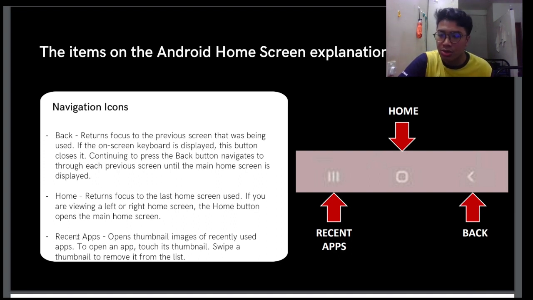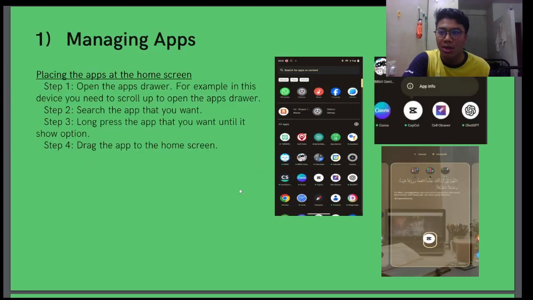And the third is recent apps. It opens the thumbnail images of recently used apps. To open any app, touch its thumbnail, and swipe the thumbnail to remove it from the list. Next, we'll be talking about how to manage apps.